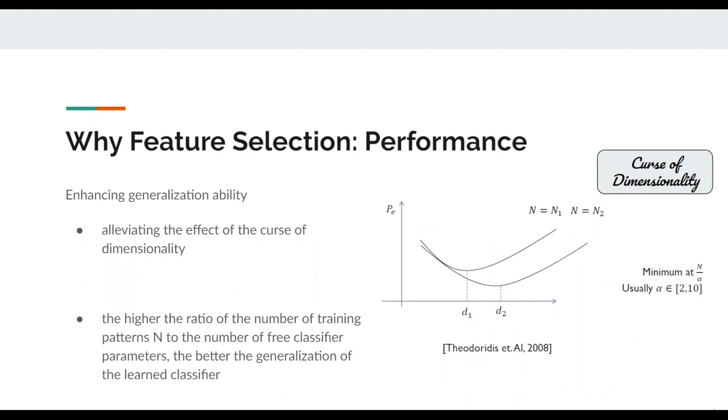Looking at performance, this is an interesting point, and it's called the curse of dimensionality. It's been shown that if you increase the number of features, after a while the error rate actually starts to increase. So there is a minimum point where the number of features is optimal in terms of how much error they can introduce. In other words, having a smaller number of features generally increases your performance rate.